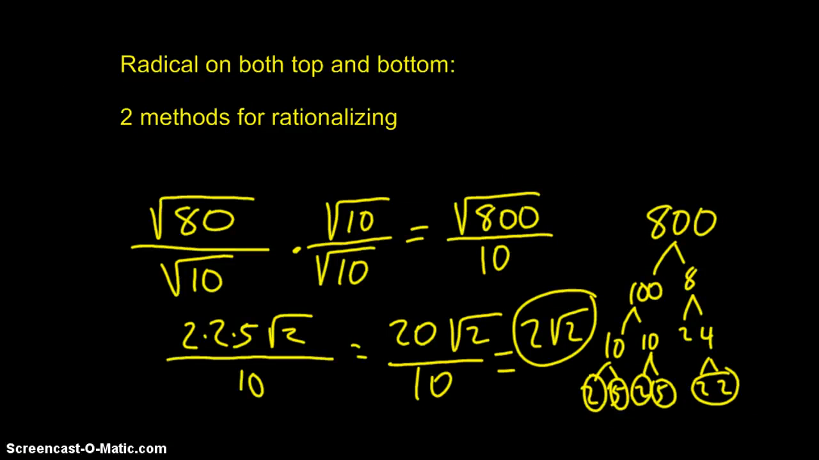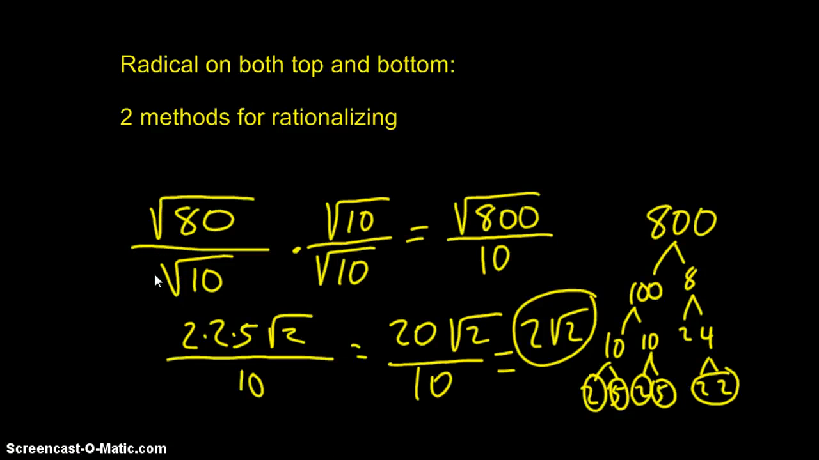So now if we have a situation where we have a radical on both the top and bottom, I'm going to give you two options or two different methods for rationalizing, and you're going to see one ends up being shorter in this case, but that might not always be true. So if you look at our first example here, we have the radical 80 over radical 10.